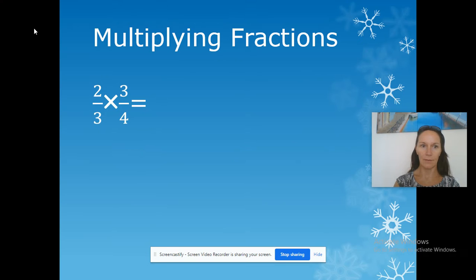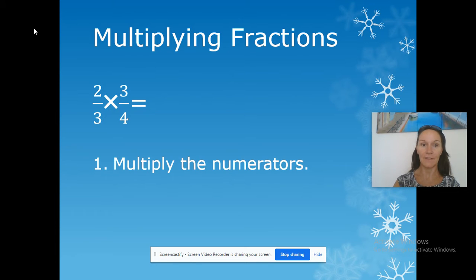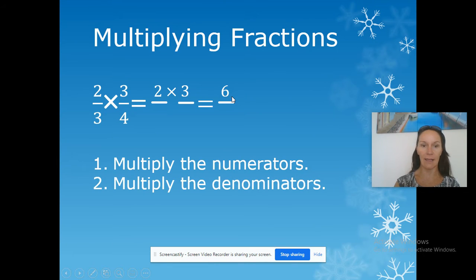So, multiplying fractions is as simple as it actually looks there. We will first multiply the numerators. So 2/3 multiplied by 3/4. First thing you do is multiply the numerators. 2 times 3, 6. Easy. Then multiply the denominators. 3 times 4 is 12. So you've got 6 12ths.